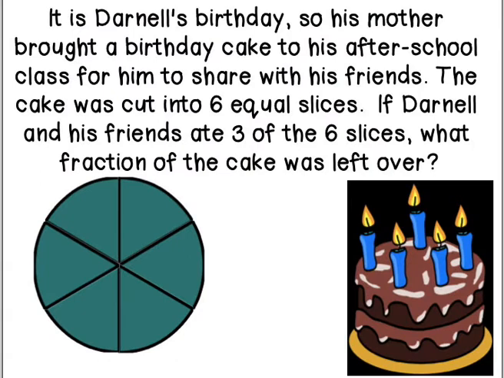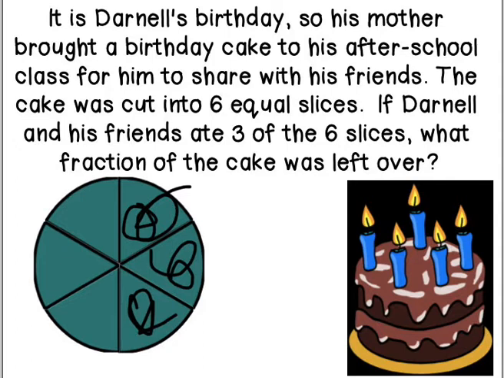So, it's Darnell's birthday, and his mother bought him a birthday cake to bring to his after-school class for him to share with his friends. The cake was cut into 6 equal slices. If Darnell and his friends ate 3 of the 6 slices, what fraction of the cake is left over? So if I look at our cake and it's been cut into 6 slices, we're going to take away 3 of those slices because 3 of them have been eaten. So here's one that's been eaten, here's another one, and a third. Therefore, our fraction is 3 over 6.